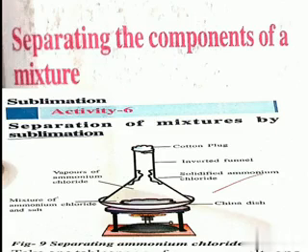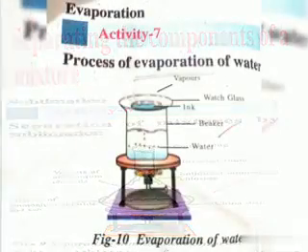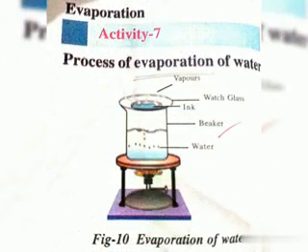So we can say this is one of the examples of sublimation. Now we will discuss evaporation, the process of evaporation of water. With the help of this process, we can separate the dye present in an ink by the process of evaporation.